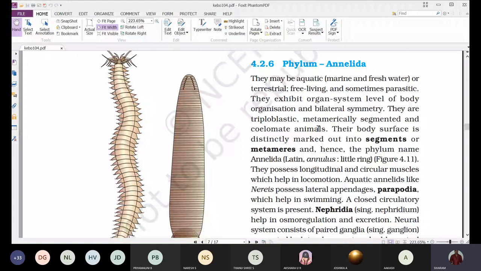And the type of the coelom is schizocoelom. Remember this one, note it down. Schizocoelom, S-C-H-I-Z-O-C-O-E-L-O-M, schizocoelom. Okay, that is the coelom which is formed by the splitting of mesodermal cells. That's why we are calling it as a schizocoelom. True coelom, but schizocoelom.